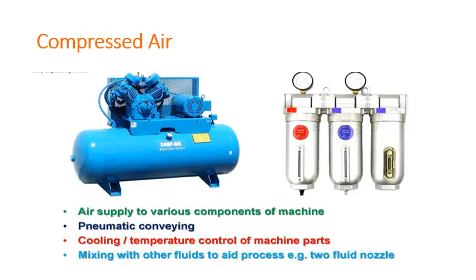Here is one more important utility requirement, that is compressed air. Compressed air is required in different areas or different kinds of machineries for their operation, like air supply to various components of machine. Then pneumatic conveying. So there are conveyors which operate with pneumatic operations, and then cooling or temperature control of machine parts. Different parts of the machine need cooling through the air, and then mixing with other fluids to aid process. That is an example of a two fluid nozzle. So there are many other such places where air is required for the operations.